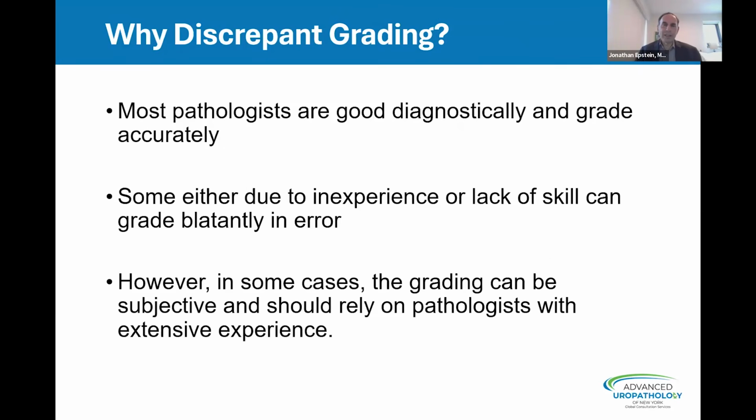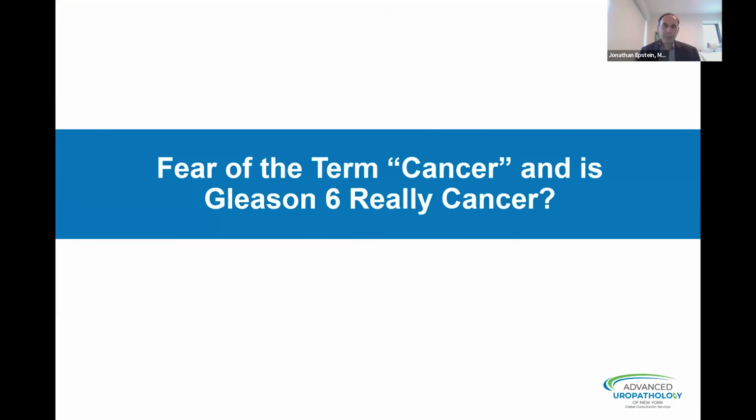So why is there discrepant grading? Most pathologists are good diagnostically and most will grade accurately. However, a significant minority will not, either due to inexperience or lack of skill, which can result in blatant errors. But in some cases, grading can be subjective. And in these cases, if there's a borderline case, again, you want to rely on a pathologist with the most experience.